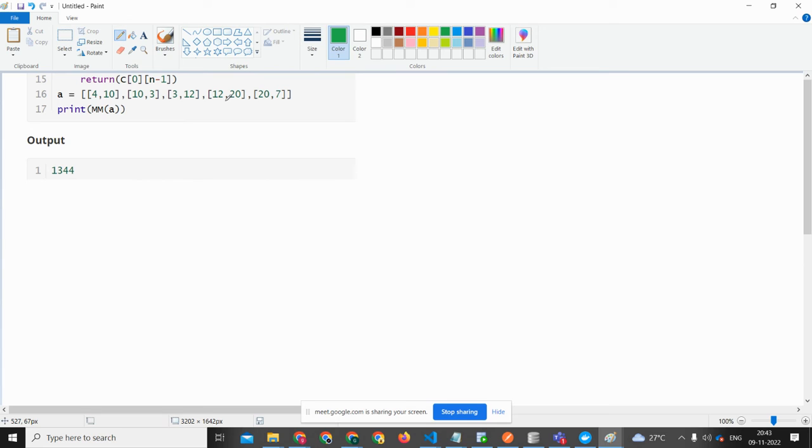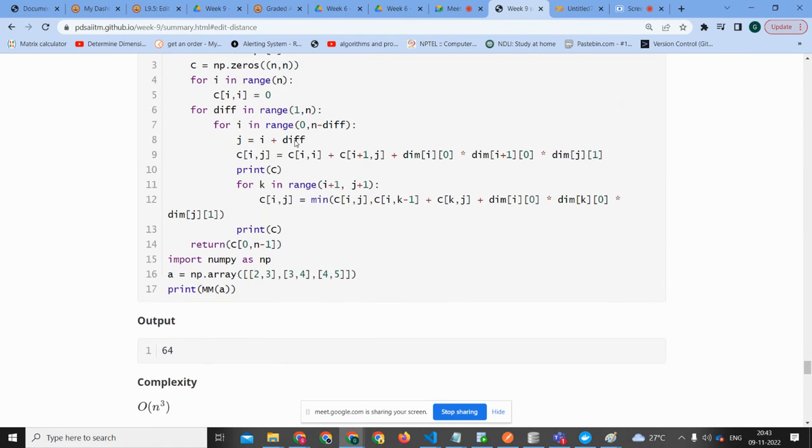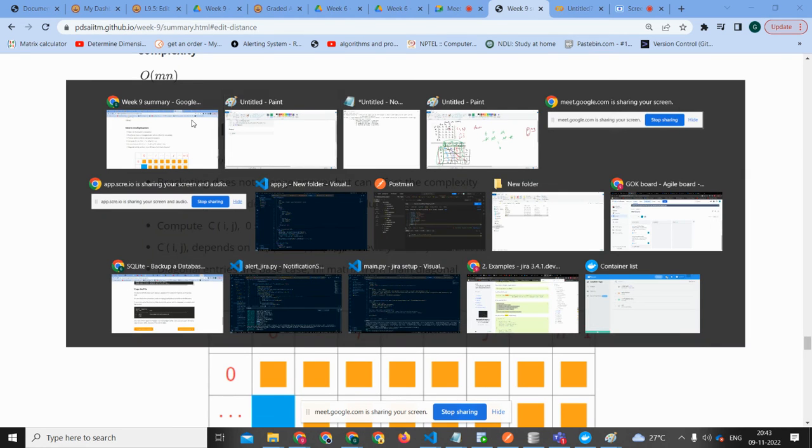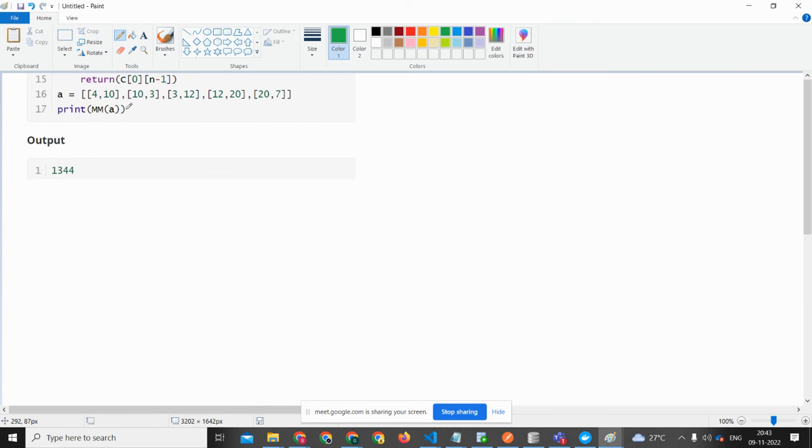So what does this represent? They are giving some input. So all these inputs represent some matrices, I think, right? This is matrix multiplication. The topic itself is matrix multiplication. Here we are multiplying matrices.